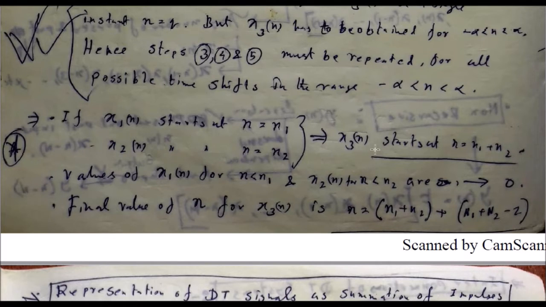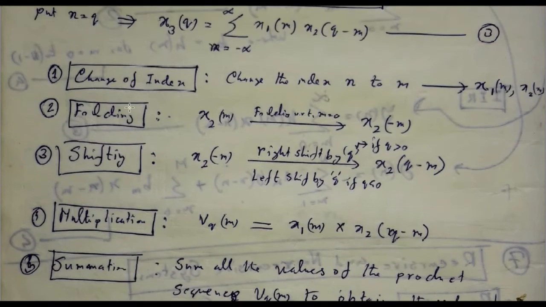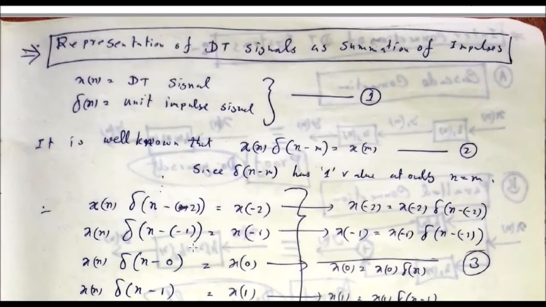It can be proved very easily. Capital N1 and capital N2 are the lengths of the signals, and small n1 and small n2 are the starting time indices of the signals x1 and x2. So you have the starting time index as n1 plus n2 and the ending time index as n1 plus n2 plus capital N1 plus capital N2 minus 2. For each and every time index of x3, you have to follow these five steps.